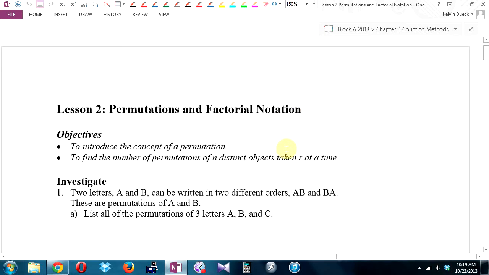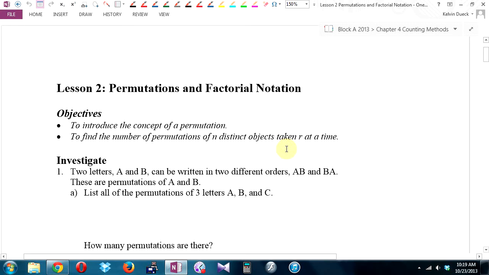Permutations and factorial notation. So the objectives, we're going to tell you what a permutation is, and then we're going to give you some shortcuts. We're going to start out with the fundamental counting principle, and then you're going to find your calculator actually has some of these functions built in as well.